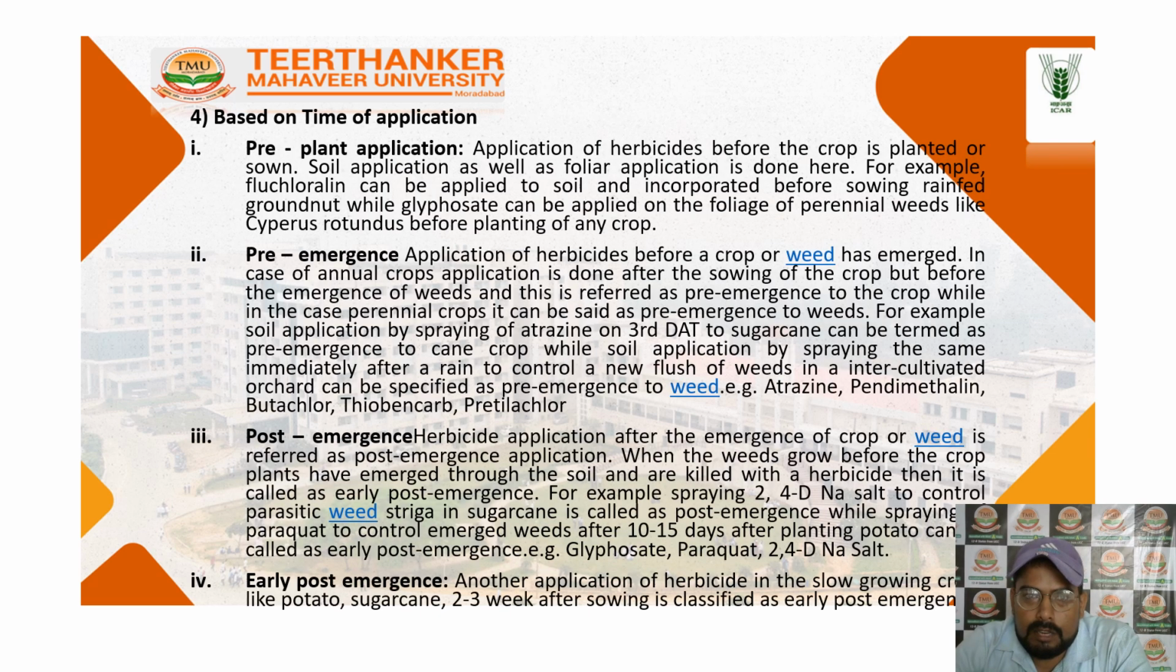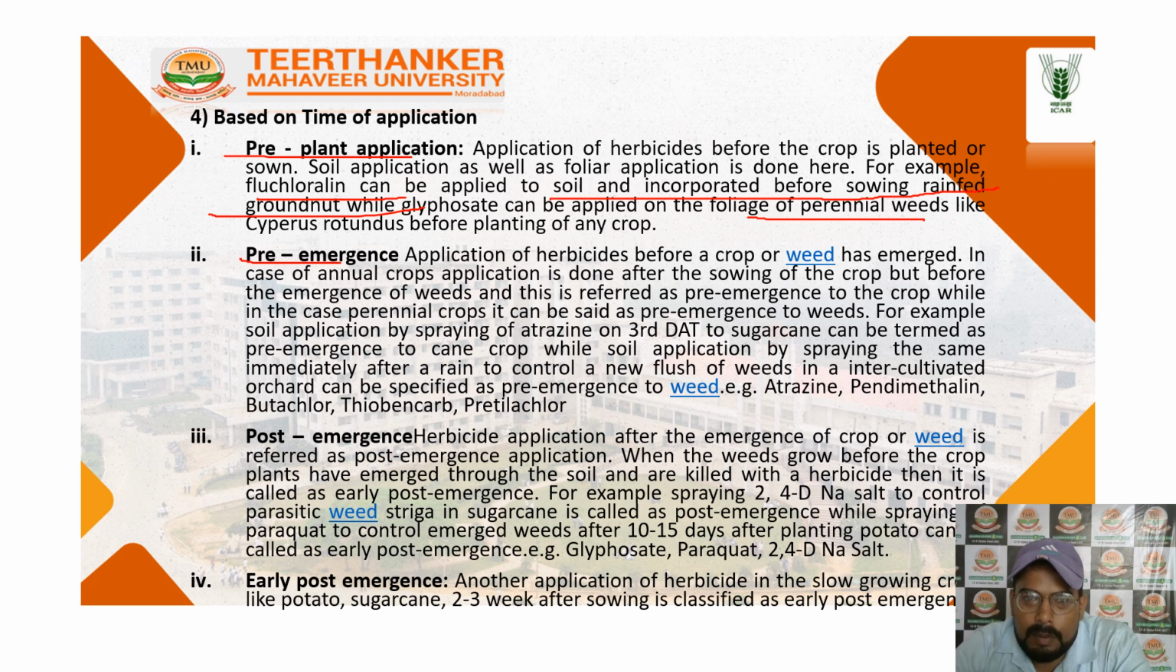And the next one is based on the time of application. These categories are based on time of application, like pre-plant application or pre-emergence. Pre-plant application is the application of herbicide before planting, as a soil application, whereas foliar application is done on the foliage. An example is fluchloralin, which can be applied to the soil before the rainfed crop, and glyphosate, which is applied on the foliage of perennial weeds.